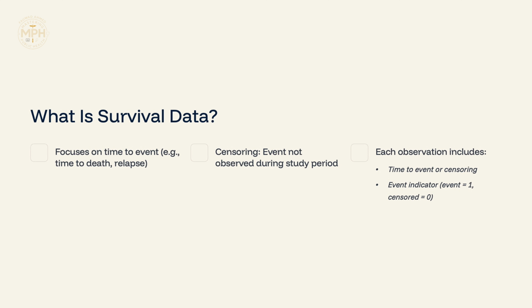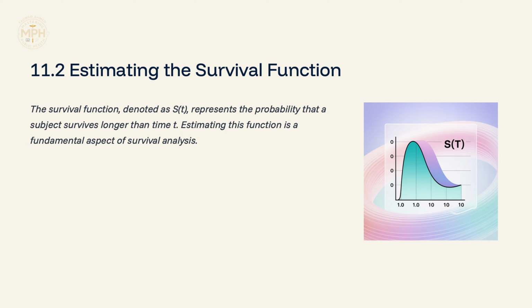First is Introduction to Survival Data. Survival data deals with the time from a defined starting point to the occurrence of an event. Common examples include time to death, relapse, or hospital discharge. A key feature is censoring. That means we don't observe the event for some participants during the study period. They may drop out or the study may end before the event occurs. Each observation includes time to event or censoring, and an indicator of whether the event occurred or was censored.